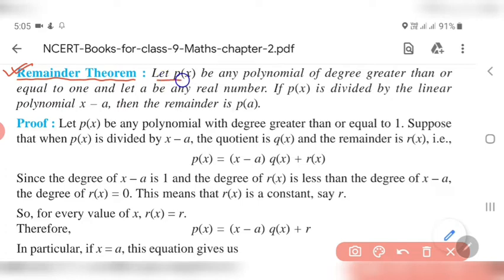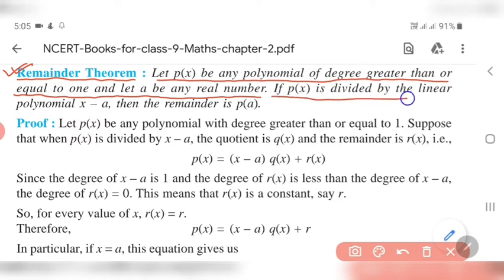Let P(x) be any polynomial of degree greater than or equal to 1 and let a be any real number. If P(x) is divided by the linear polynomial x minus a, then the remainder is P(a). So that is the theorem. We call it the remainder theorem. Correct? So how can we prove it?